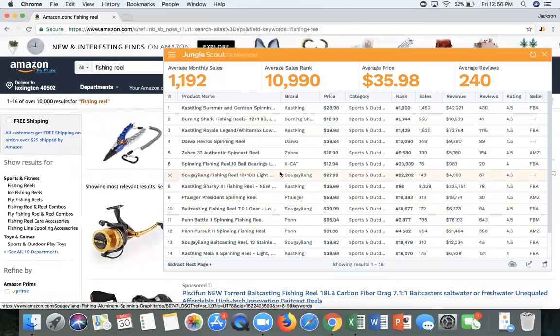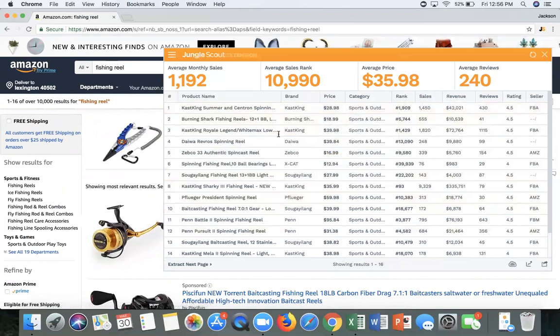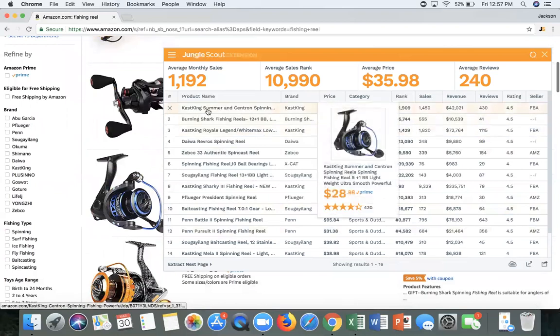So self-explanatory. Product name, kind of self-explanatory as well. This is just how it shows up when you search it. So for instance, we search Fishing Reel, and this first organic search right here is basically, they have it listed as, sorry if I butcher this, Cats King Summer and Centron Spinning Fishing Reel 9+1 BB Light. Okay, so they have all those keywords in their listing. That's kind of what that means. You can look at these when you're trying to list your product, but don't spend too much time on it.